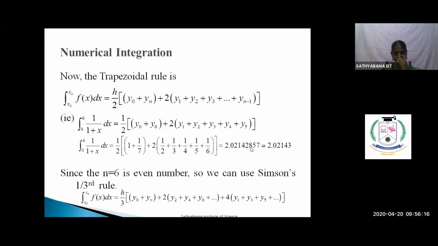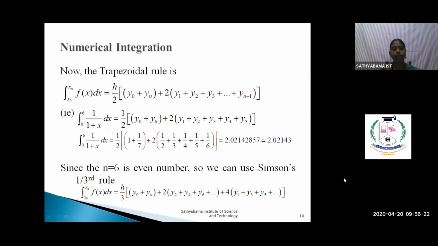Okay, good. Then we have seen that the number of intervals is 6. So the number of intervals is 6, so I can use Simpson's 1/3 rule also. What is my Simpson's 1/3 rule? The integral from x0 to xn of f of x dx is equal to h by 3 times y0 plus yn, the first entry plus last entry, plus 2 times the even suffix entries y2 plus y4 plus y6 etc., plus 4 times the entries with odd suffixes y1 plus y3 plus y5 and so on.